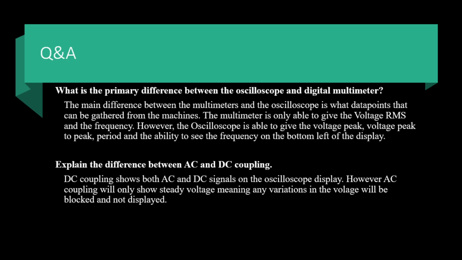Difference between AC and DC coupling. DC coupling shows both AC and DC. However, the AC coupling will only show a steady voltage, meaning any variations in the voltage will not be displayed. So anything that's alternating with the frequency is not going to be shown, as shown in the previous lab. I believe it was on assignment 4.